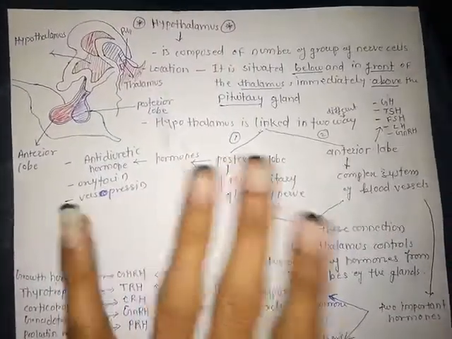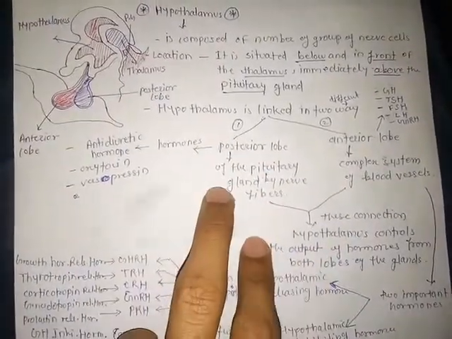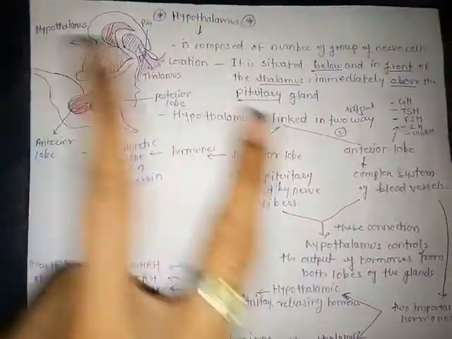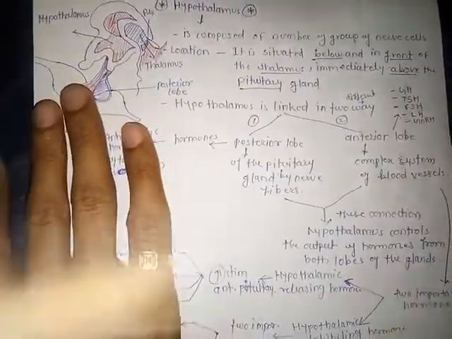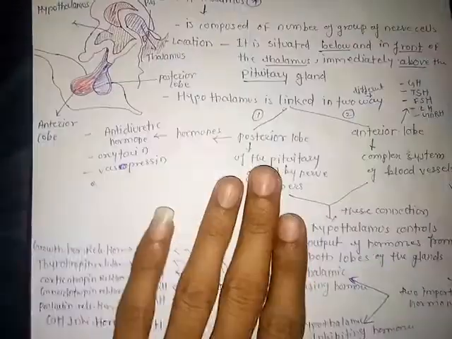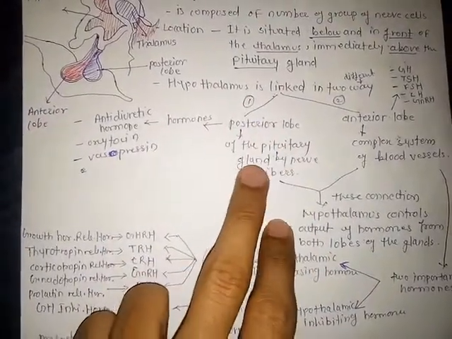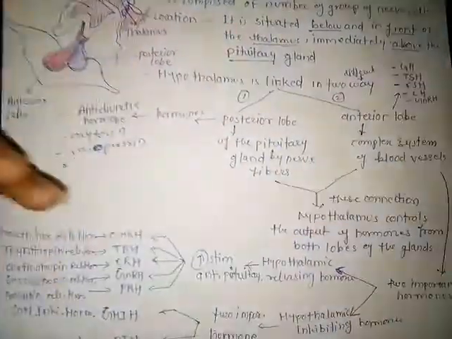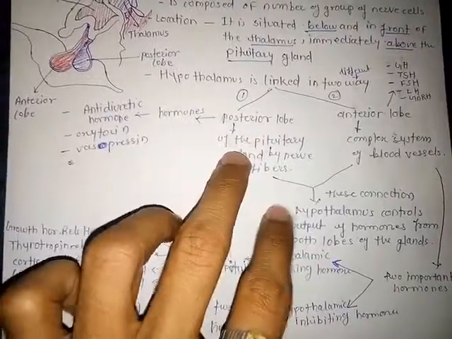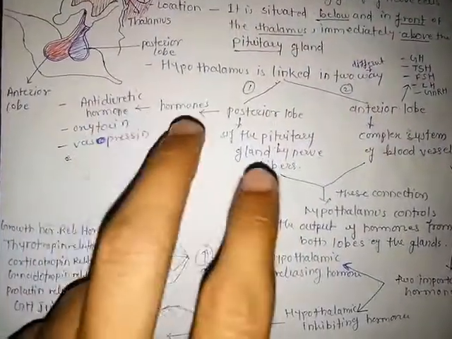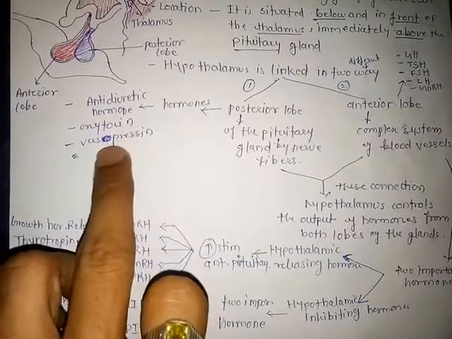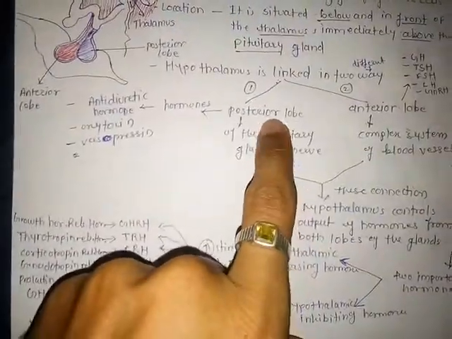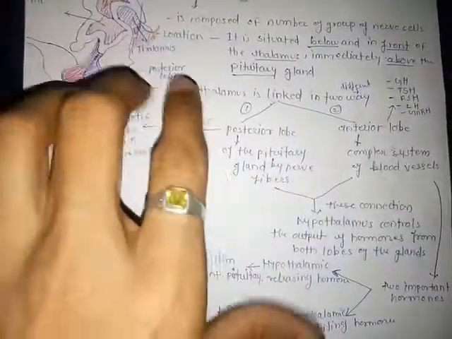Then next, the hypothalamus is linked in two different ways, that is the posterior lobe and the anterior lobe. So this is the anterior lobe and this is the posterior lobe. Then what are the functions of these two lobes? The posterior lobe of the pituitary gland is linked by nerve fibers, and they secrete some hormones. We have already discussed which hormones are secreted by the posterior gland, such as antidiuretic hormone, oxytocin and vasopressin. These hormones are secreted from the posterior lobe of the pituitary gland.